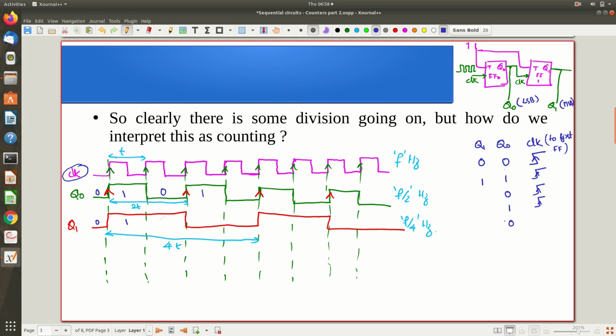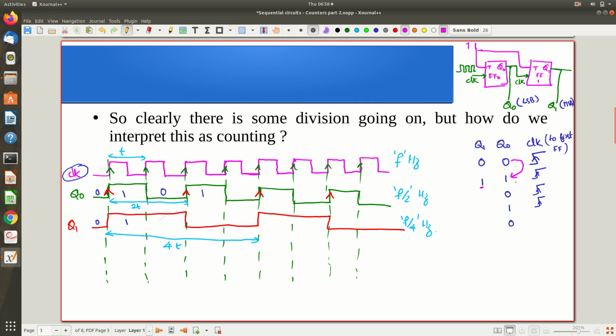Fine, but that is not the case with Q1. If we are looking at Q1, it will trigger during the first clock cycle, like this. Why is it triggering during the first clock cycle? Because during the first clock cycle, Q0 is changing from 0 to 1, and this 0 to 1 transition will act as a rising edge for the second flip-flop. Okay, and the second flip-flop triggered, and as a result this 0 changed to 1.